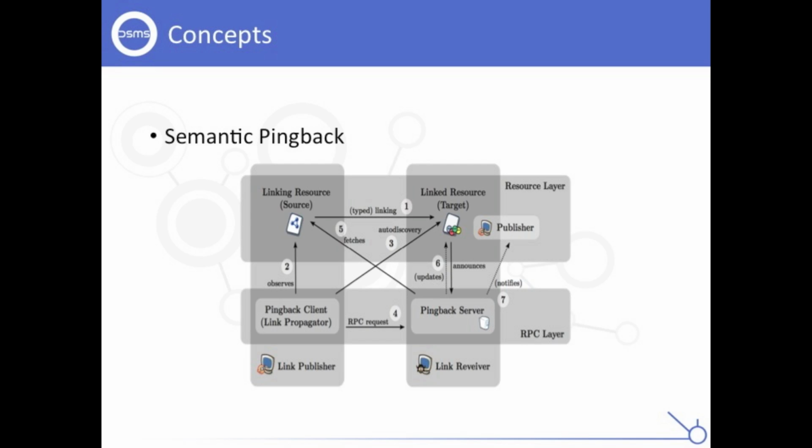Fifth, in order to verify the retrieved request and to obtain information about the type of the link, in the semantic case, the pingback server fetches the linked resource. And last, subsequently, the pingback server can perform a number of actions, such as updating the linked resource or notifying the publisher of the linked resource, via email, for example.